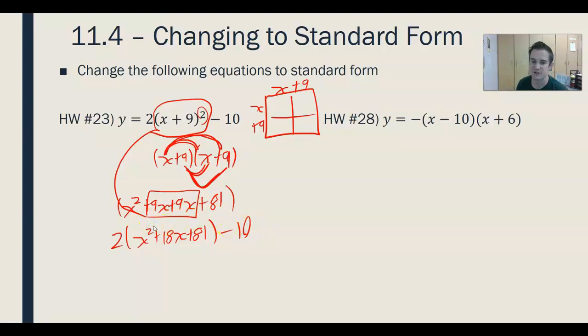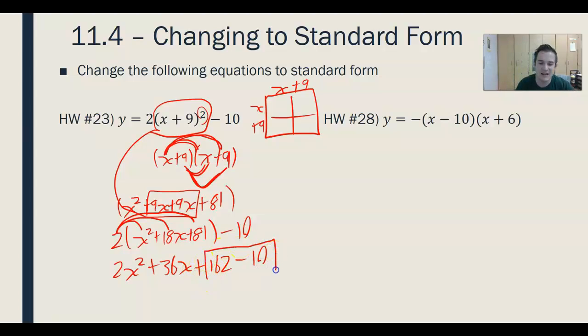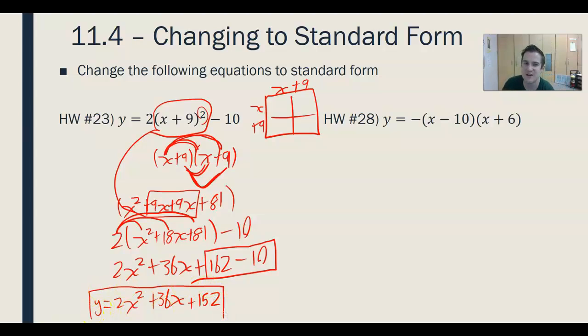Okay, next I need to take care of multiplication. So I'm going to go ahead and multiply 2 into every term in these parentheses and get 2x squared plus 36x plus, what's 81 times 2? 162 minus 10. Now, is there anything else I can combine together? Yes, I can combine together 162 minus 10. So my final answer here is y equals 2x squared plus 36x plus 152. That's the quadratic in standard form.